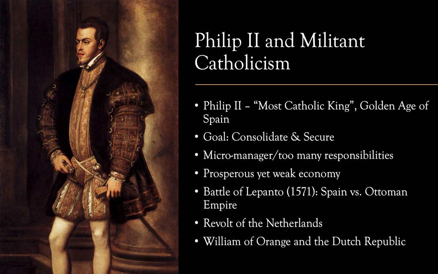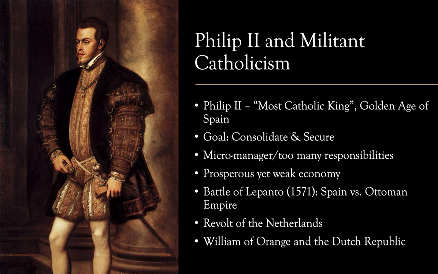He even sent his most powerful allies, not allies, but like his most powerful subordinates, like dukes and things like that. He sent them to the Netherlands to implement the Inquisition and try to force obedience and force a return to Catholicism. But that didn't work either. And this leads us to meet William of Orange.